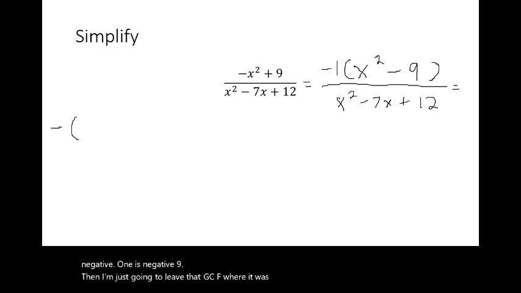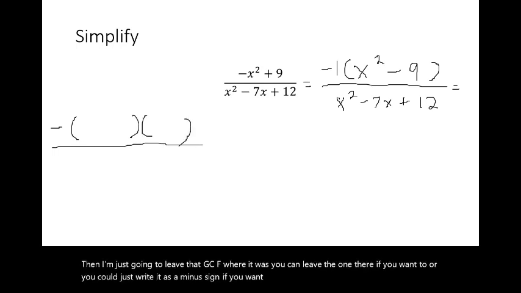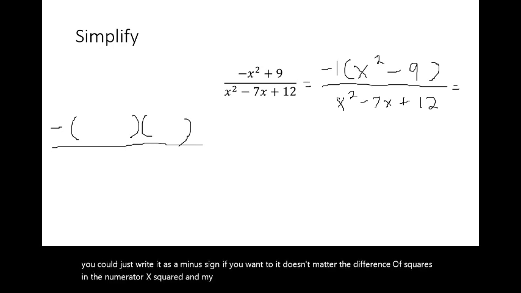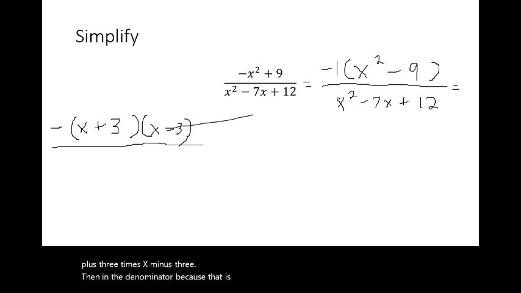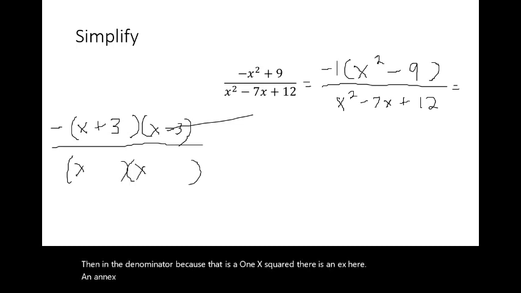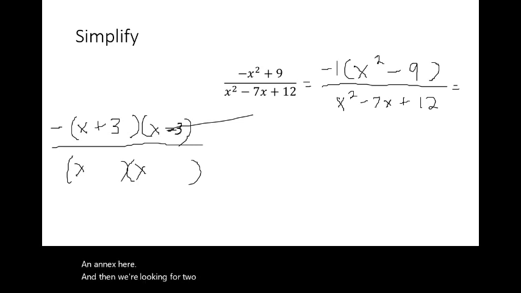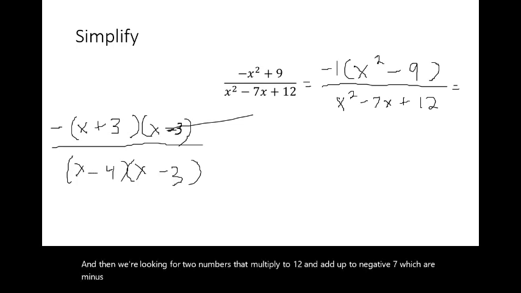Then I'm just going to leave that GCF where it was. You can leave the 1 there if you want to, or you could just write it as a minus sign if you want to. It doesn't matter. The numerator, x squared minus 9, is a difference of squares. It is going to factor as x plus 3 times x minus 3. Then in the denominator, because that is a 1x squared, there is an x here and an x here. And then we're looking for two numbers that multiply to 12 and add up to -7, which are -4 and -3.